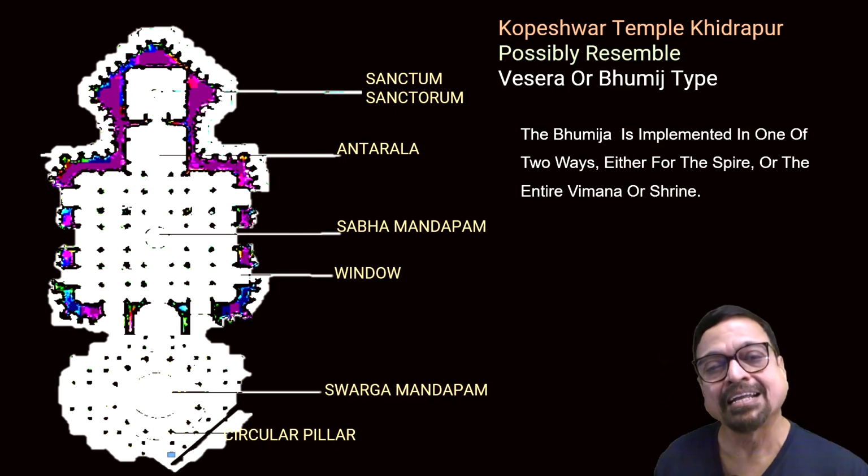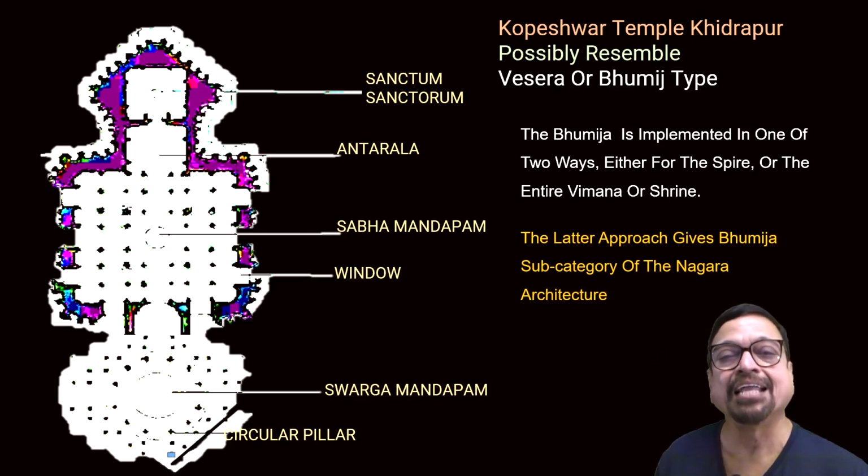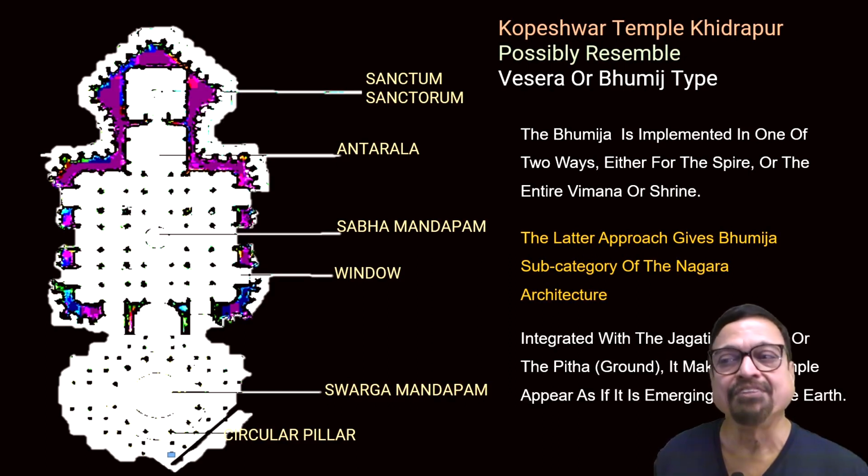Now both are correct, but we do not know whether the temple stands as South Indian style or North Indian style, because to many people it's a combination, and excellent combinations of these two will give you a real thought-provoking process of how it must have been done, or whether it was done in some stages. Now the latter approach gives the Bhumija subcategory of the Nagara architecture. So here Vesara is the dominating feature of this temple.